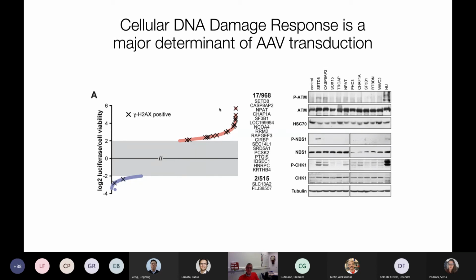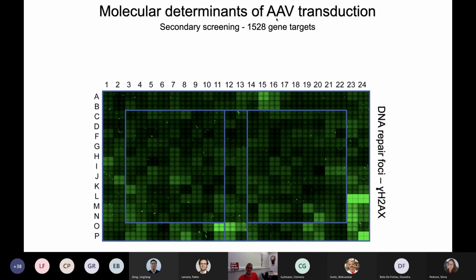I'm showing this because this is another way of approaching it. We screened for 18,000 genes. We found a series of genes that we believe have a similar phenotype, in this case, induction of DNA damage. So you can go back to your library and cherry pick the genes you are interested in, and do a secondary screening to search for a certain phenotype. For example, these are all of the 1,500 genes that we tested for this time induction of gamma-H2AX foci.